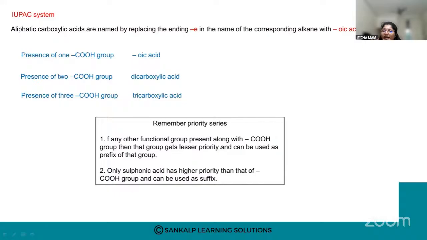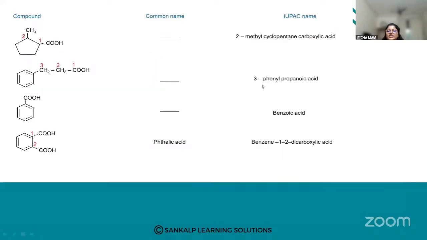Prefix means you have to write the name before, and then you have to end it with the suffix of oic acid. Only sulfonic acid has higher priority than the COOH group and can be used as a suffix. So these are some of the namings.